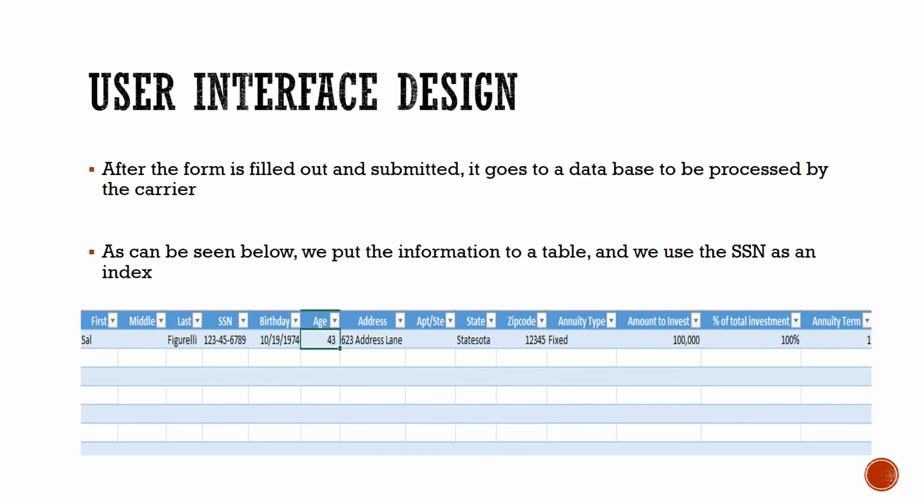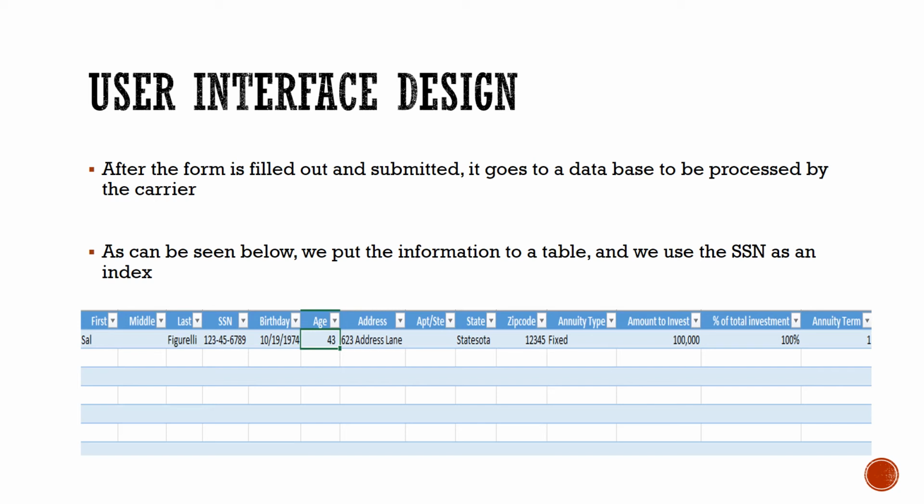After the form is filled out and submitted, it goes to a database to be processed by the carrier. This is essentially, as you can see below, a table that we put all the information in, and we use the Social Security number as an index. We use the Social Security number because it is going to be specific to that individual.